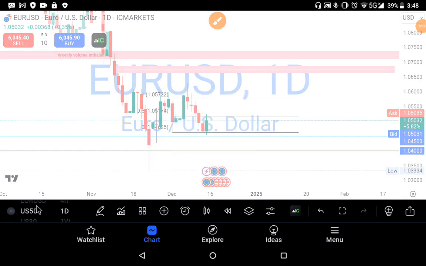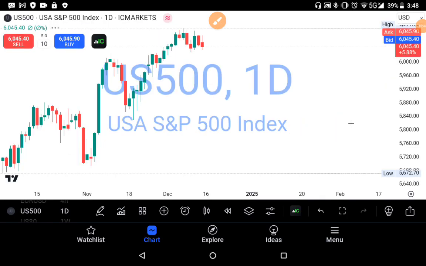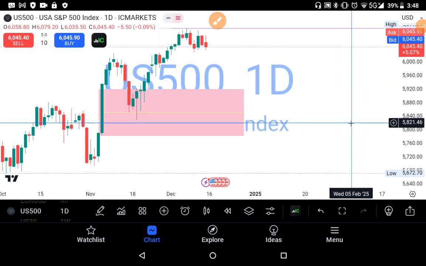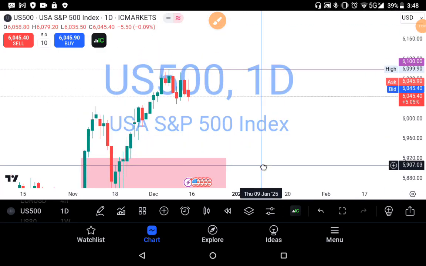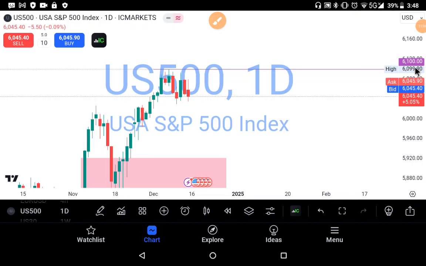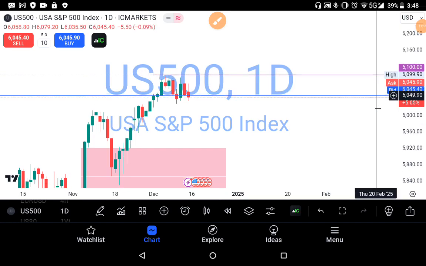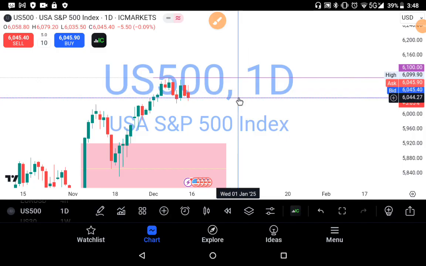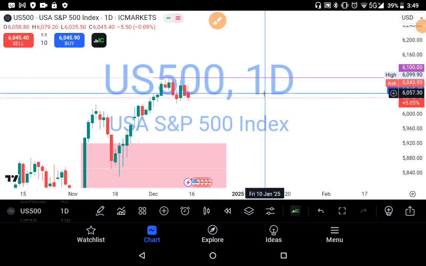So let's go to S&P 500. And S&P 500 last week, I was interested in 6,150 to 6,200. So the market price is yet to go above 6,100. So that means my coming week I'll be reattacking 6,100. I'll be interested in 6,100 level.